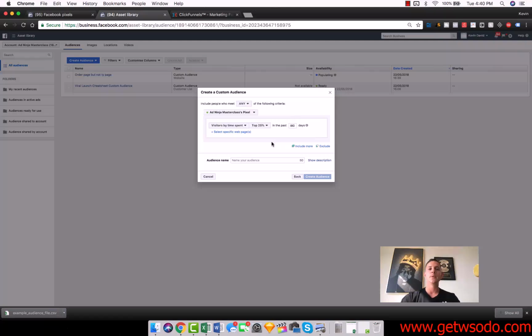But people who visited, visitors by time spent in the top 25 percentile in the last 180 days. People who are in the top 25 percentile of visitors by time spent means that they spent the most time on your site, right? And you'll have an occasional person who just left their computer, but most of the time, time spent on your website directly correlates to interest in your product, right?